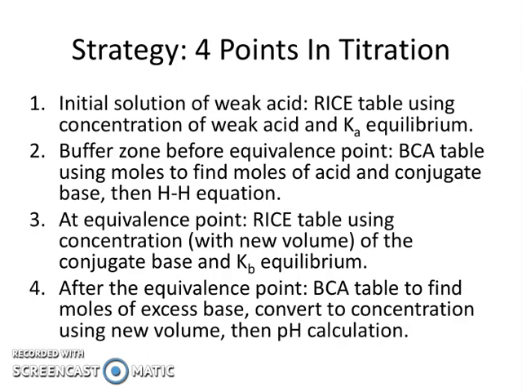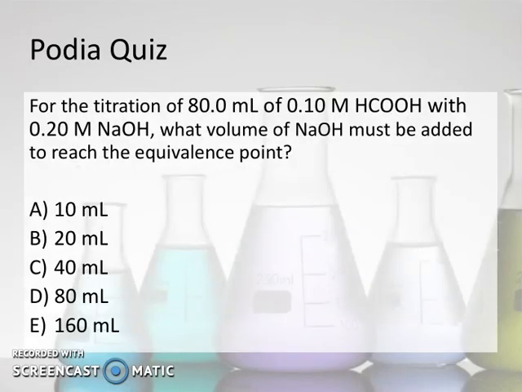Okay, we have another Podia quiz, and this will be the first step in what we're going to do with our practice problem here. So for the titration of 80 milliliters of 0.1 molar formic acid with 0.2 molar NaOH, what volume of NaOH must be added to reach the equivalence point? So take a couple minutes to work on this.